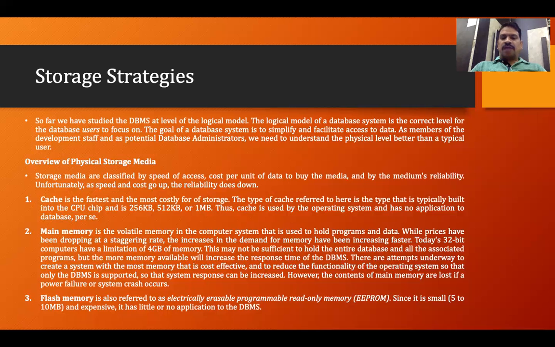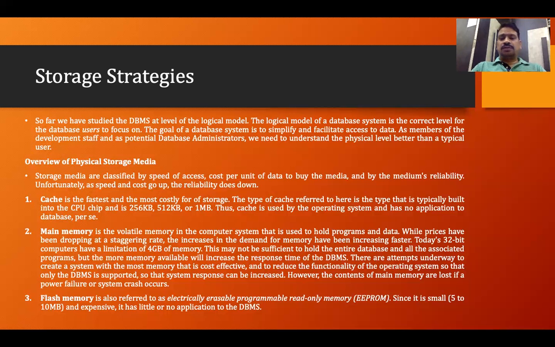The type of cache referred to here is a type that is typically built into the CPU chip and is 256 KB, 512 KB, and 1 MB. So here we are talking about level 1 cache. Sometimes it is called a register. So we have level 1 cache, level 2 cache, level 3 cache in that way. Level 1 cache always resides inside the CPU. Then we have level 2 cache, which is outside the CPU. Then we have level 3 cache, which is again outside the CPU.